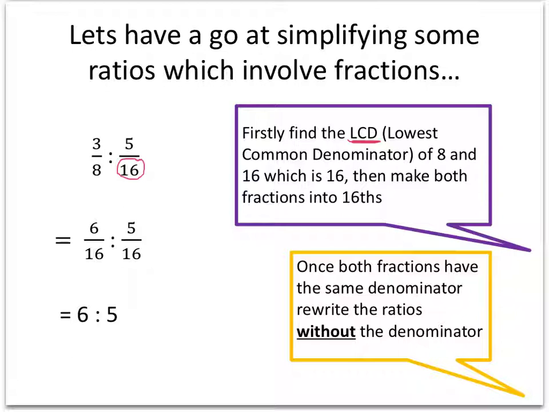Remembering that if we want to change the 8 on our first fraction to 16, we're going to multiply it by 2. What you do to the denominator, you have to do the same to the numerator. So our 3/8 now is 6/16, and because our 16 stayed the same over here, we just keep our 5 the same. So now we have a ratio of 6/16 to 5/16. Once both fractions have the same denominator, we can rewrite the ratio without the denominator. So we just get rid of the 16s, and we're left with a ratio of 6 to 5.